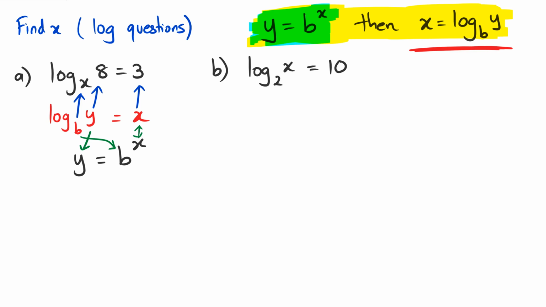Is that too confusing? Because then we can rewrite this as, so you can kind of see that y is 8, b is the base, which is x, and then x in this case is 3.